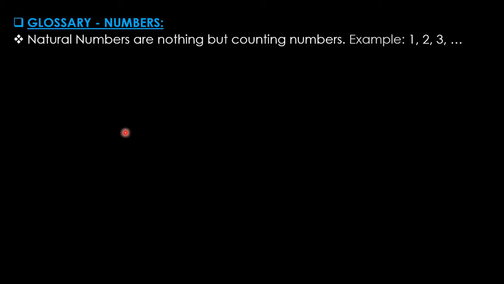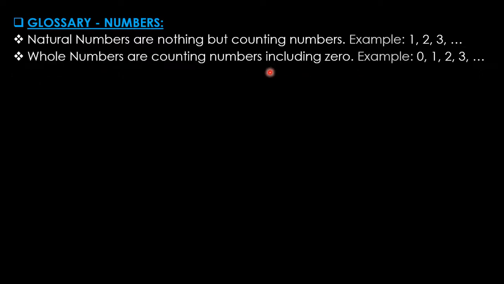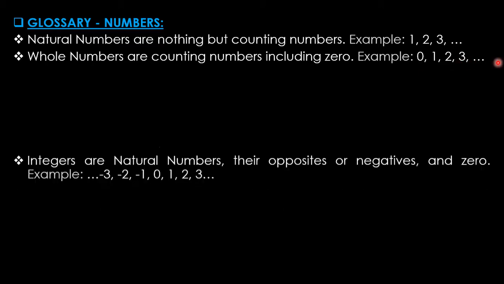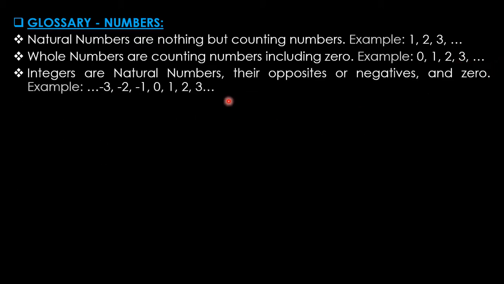Now there is a glossary here for all numbers. Natural numbers are nothing but counting numbers, example 1, 2, 3, 4, etc. Whole numbers are counting numbers including 0, example 0, 1, 2, 3, like this. Integers are natural numbers, their opposites or negatives, and 0. Minus 3, minus 2, minus 1, 0, 1, 2, 3, these are all integers.